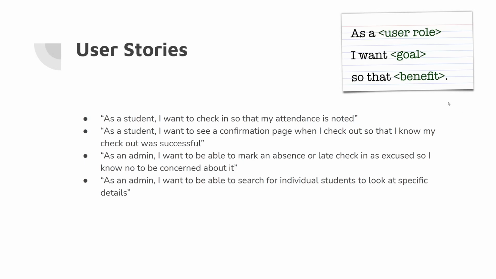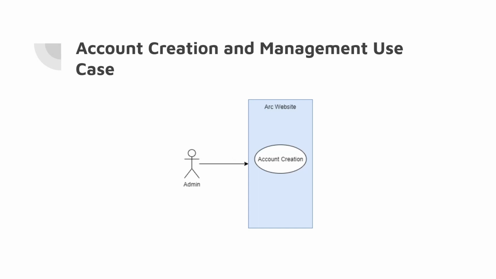And so we based our development process on different user stories, and the four main user stories we were focusing on were: as a student, I want to check in so that my attendance is noted. As a student, I want to see a confirmation page when I check out so that I know my checkout was successful. As an admin, I want to be able to mark an absence or late check-in as excused so I know not to be concerned about it. And as an admin, I want to be able to search for individual students to look at specific details.